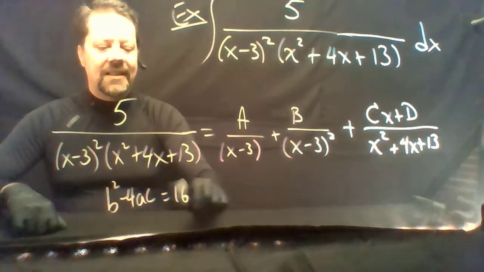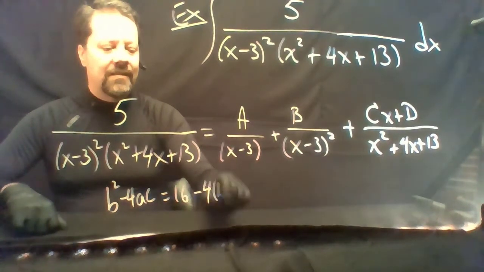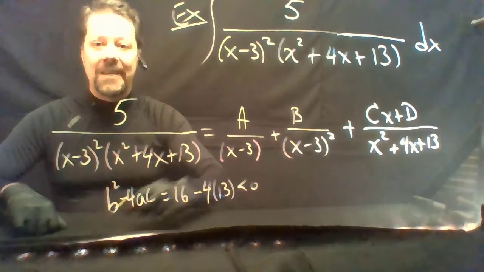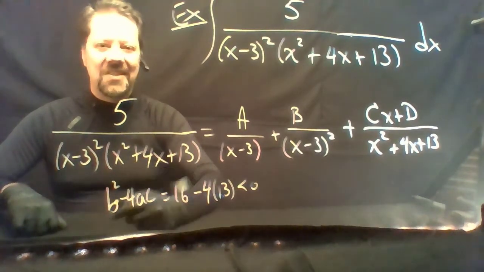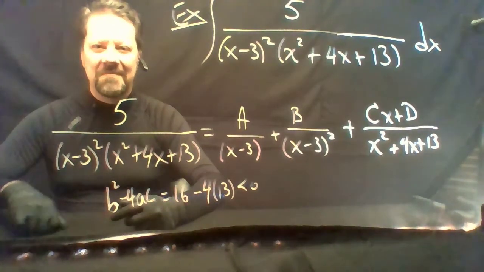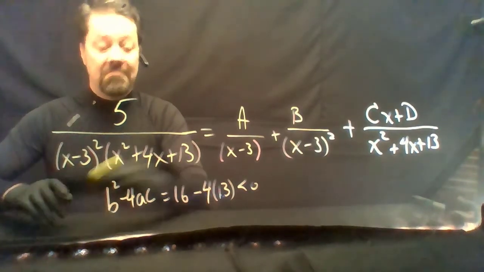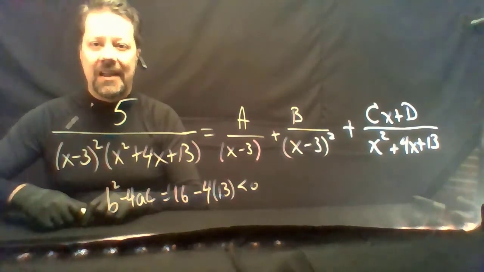In this case, we get 16 minus 4 times 13. This is definitely negative, which means the roots are complex. It does not factor over the real numbers. To proceed with the method of partial fractions, we need to clear all of the denominators.